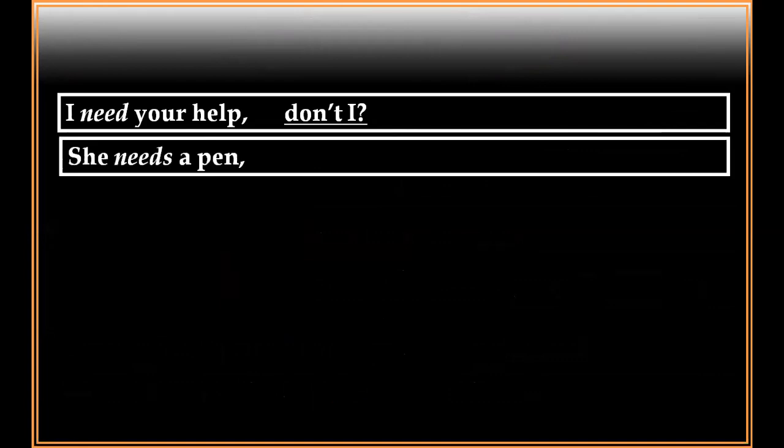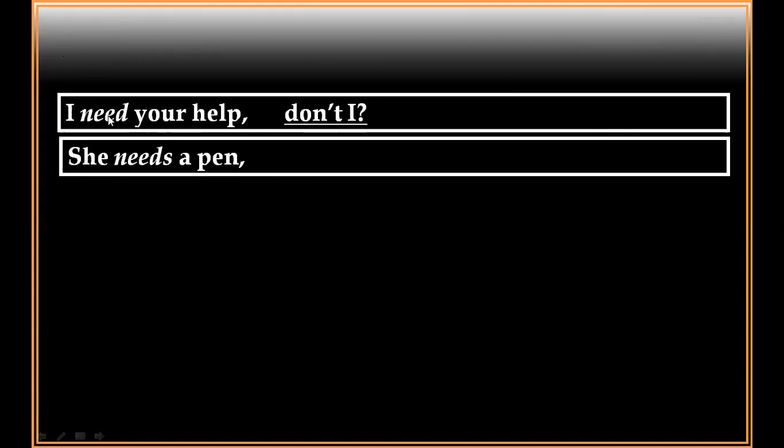Okay. I need your help. Here need is main verb. Okay. Sometimes need may be used as a modal auxiliary. Sometimes it is used as a main verb. When it is modal auxiliary, then need will be here. But when it is main verb, don't write need here. Okay. I need your help.